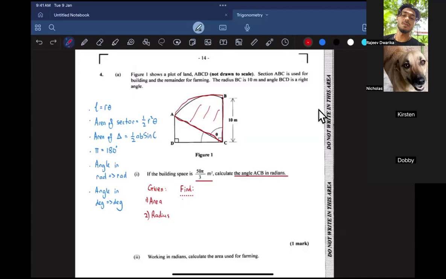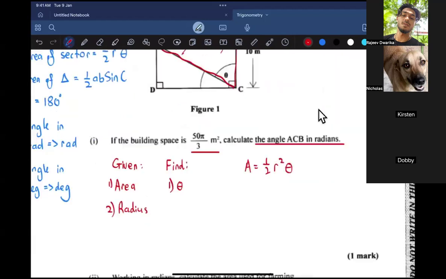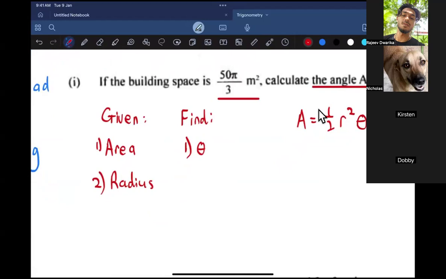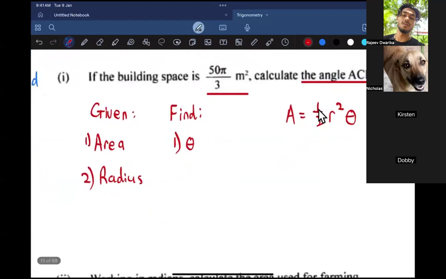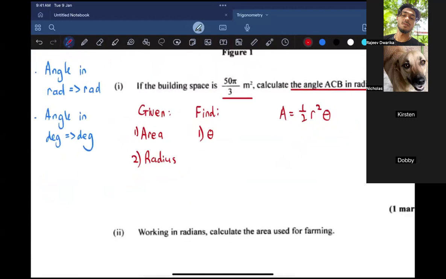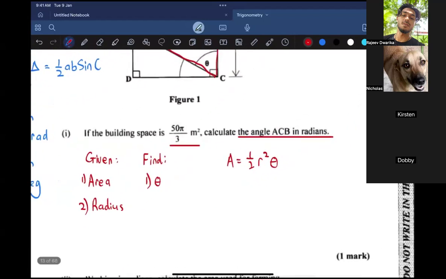Right, and the angle is represented by what symbol? Theta. So what formula could you think of that has area, radius, and theta in it? Area of the sector. Right, so A is equal to a half r squared theta. Now you have two knowns and one unknown. Is it possible to find theta? Yeah. Anytime you have one unknown, you could find it. So what's the area they give you? 50 pi over 3 meters squared. So you're gonna plug that in.